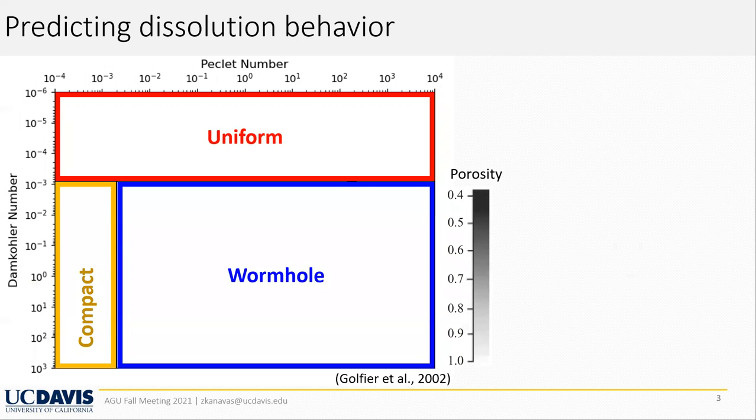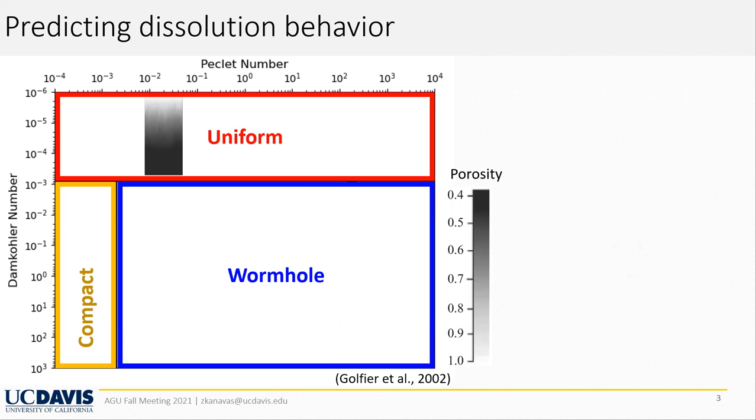2002. Its axes are the dimensionless Peclet and Damköhler numbers, where the Peclet number compares the advective to diffusive transport rate, and the Damköhler number is the ratio of the reaction to mass transport rate. This diagram predicts that at low Damköhler numbers, we expect to see a uniform dissolution pattern, where the fresh reactant is carried away from the inlet and the reaction spreads throughout the sample.